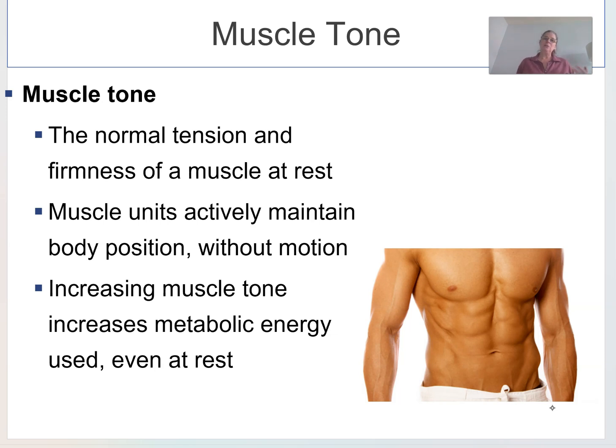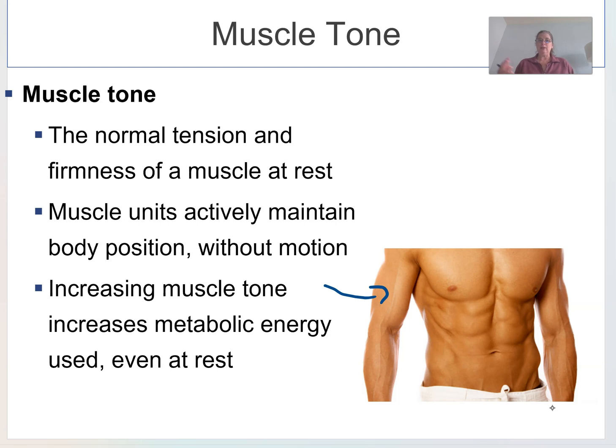And so muscle tone is what gives you muscle definition. So obviously this person has very nice muscle tone. You can see the muscles. So it's a combination of low body fat, so you can see the muscles, and tone. So they're contracted, and the more they're contracted, the more they bulge.